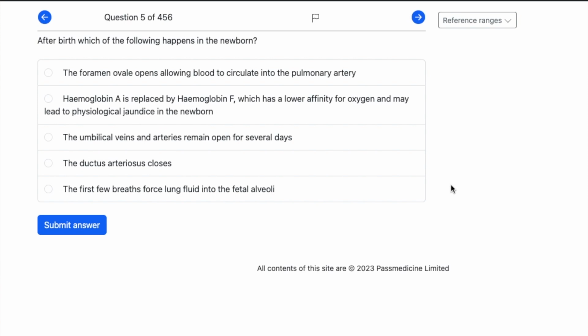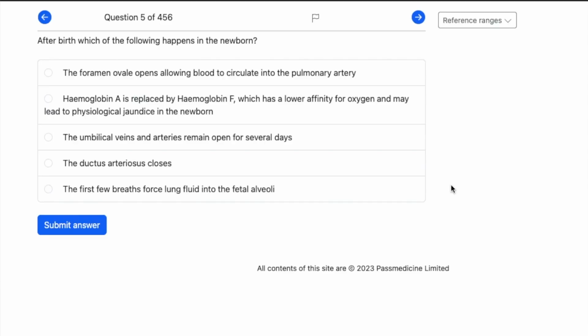Next question. After birth, which of the following happens in the newborn? So the foramen ovale sits between the right atrium and the left atrium, which the first answer option talks about. After birth, that gap, that hole, actually closes over. So the first answer option is not it.